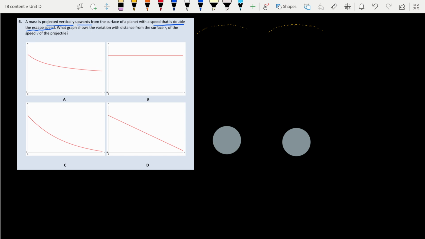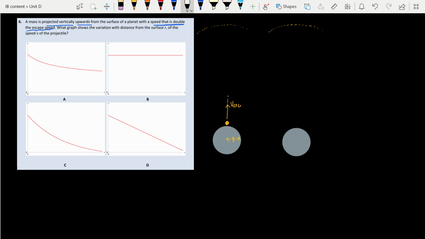Okay, so let's start from the very basic concept. If you project the same mass from the surface of this planet, which has a radius capital R, with how much speed? With the speed equal to escape speed. So where will it end up?